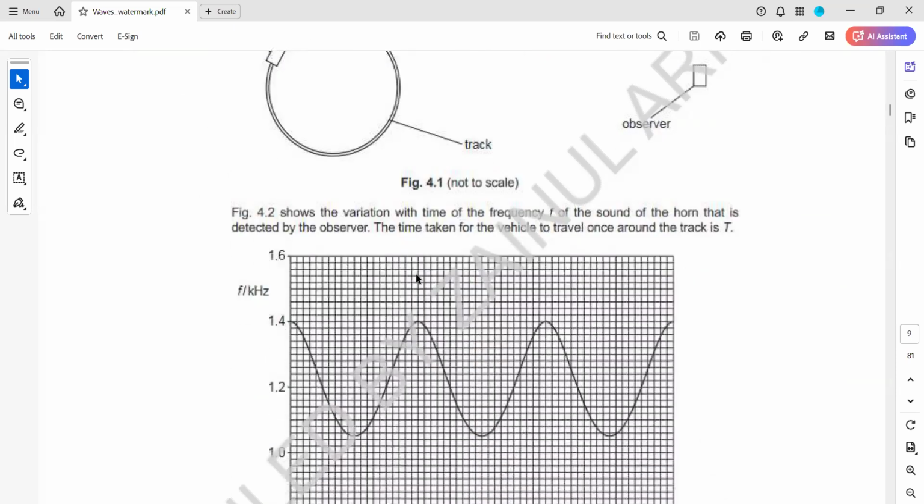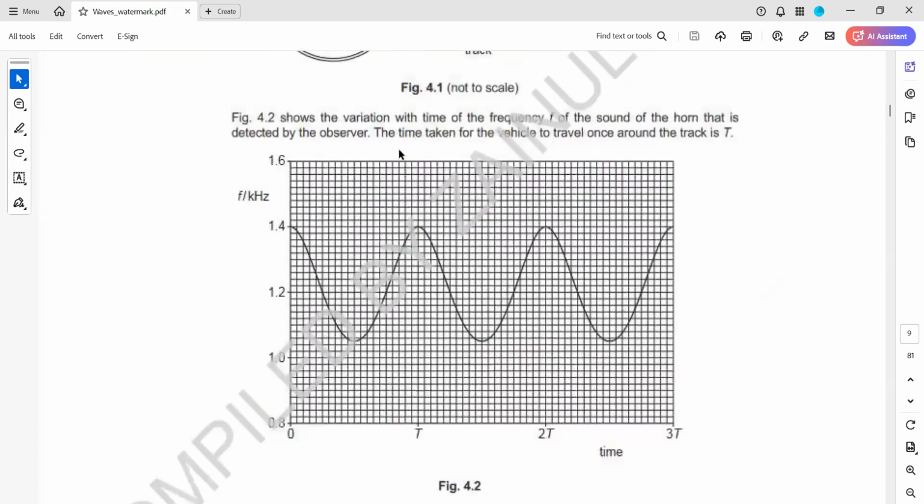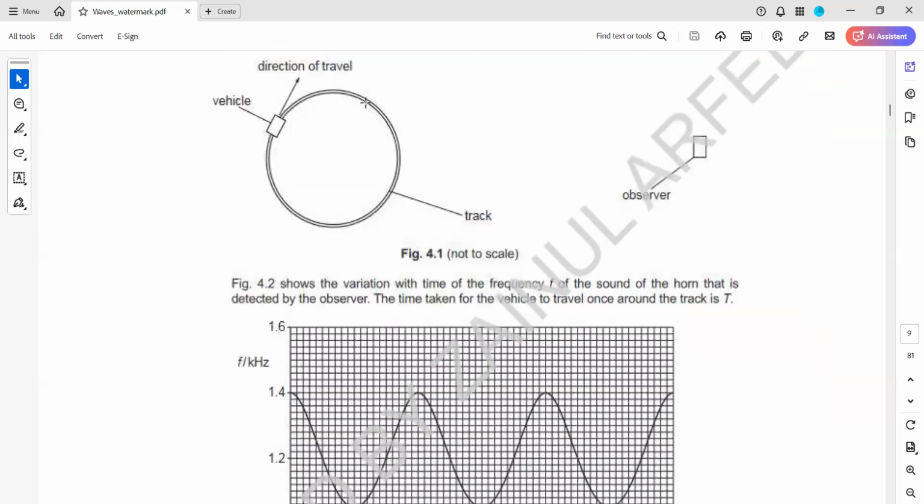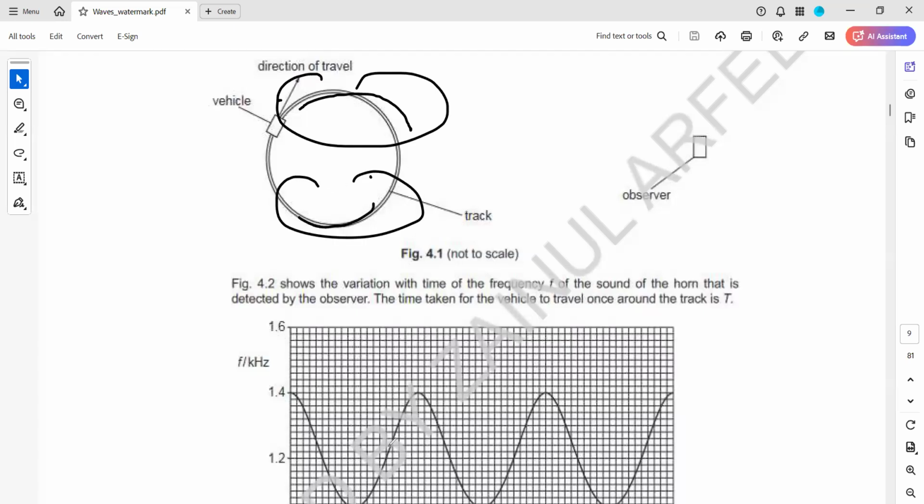The graph is given to us, the variation of frequency. As you can see, the maximum frequency which we receive is 1.2 and the minimum is about 10 boxes equals 0.2. So each is 0.02. So this is 1.02, 1.04. So higher frequency when the vehicle is in this section. When the vehicle is moving towards, the frequency is higher. When the vehicle is moving away, the frequency is decreasing, getting less in this section.